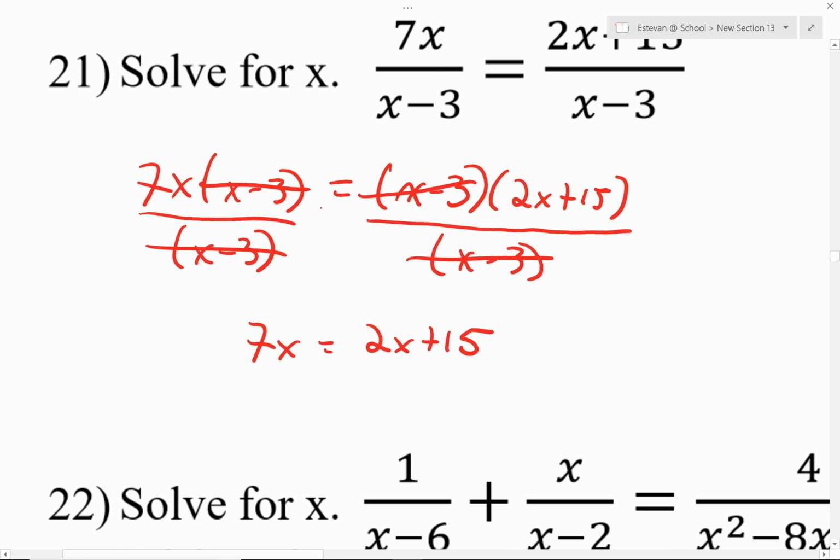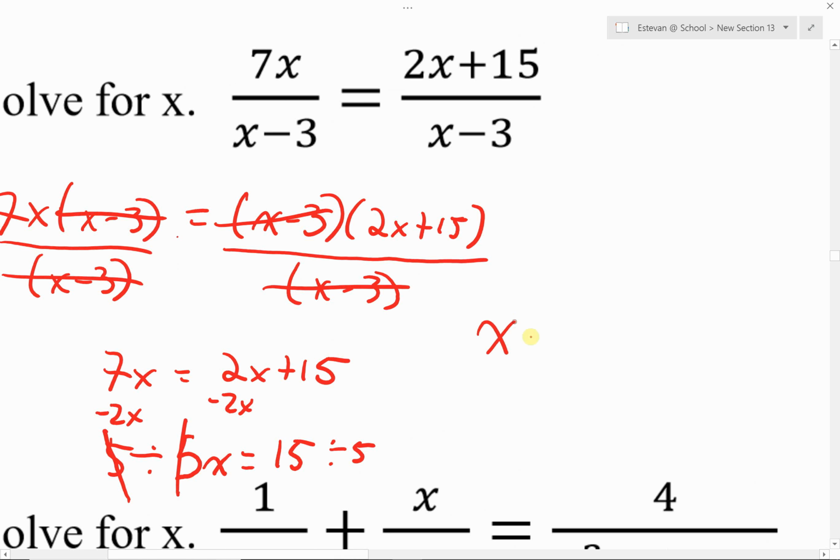Then from here, you want to have x by itself, so I'm going to subtract 2x from both sides, leaving you with 5x is equal to 15. Then you need to divide both sides by 5 to get rid of the 5 located here. I ran out of space, so the 5's will cancel, and then you're left with x is equal to 15 divided by 5, which is 3.